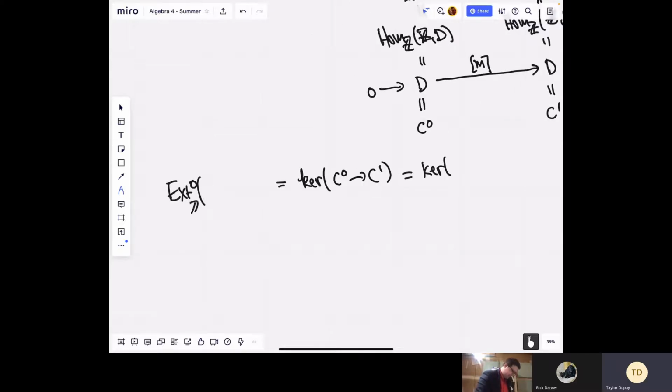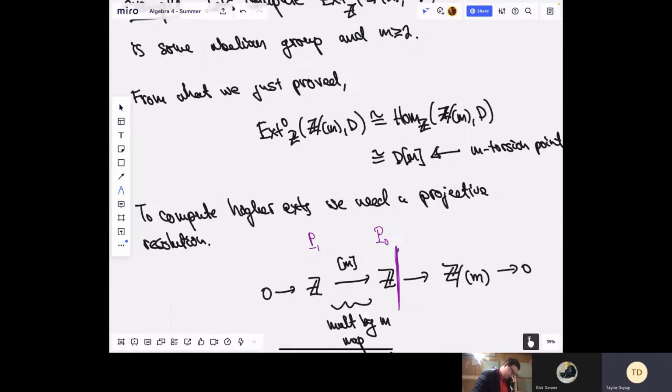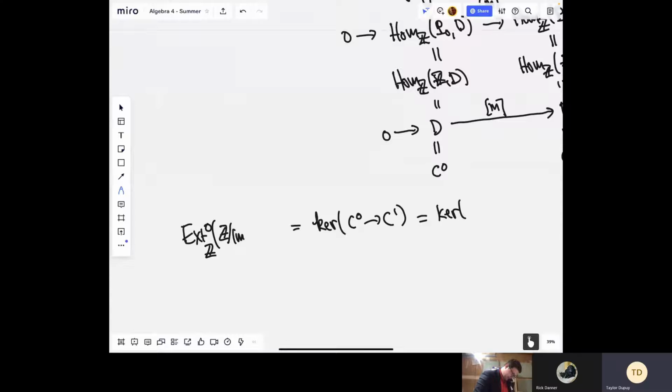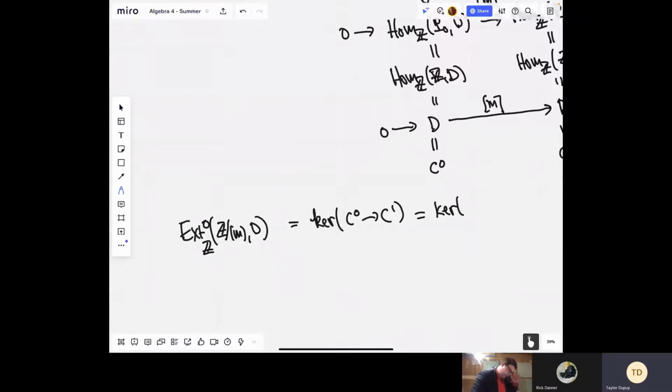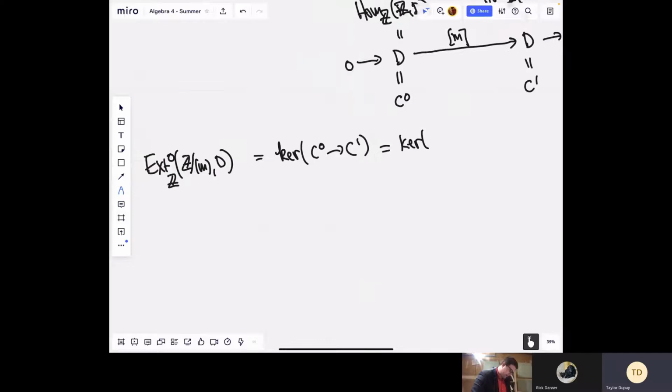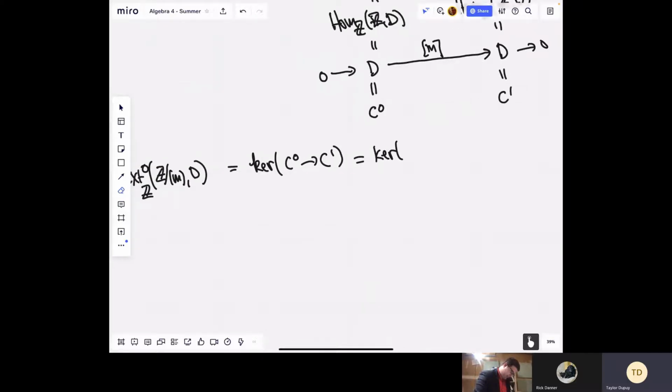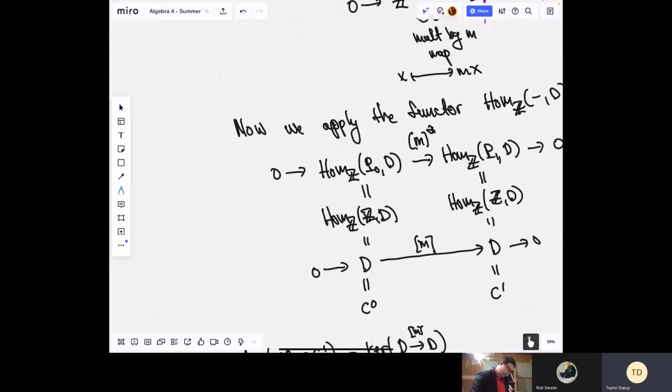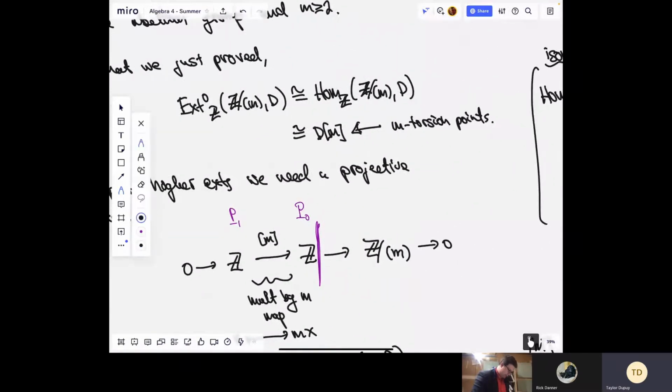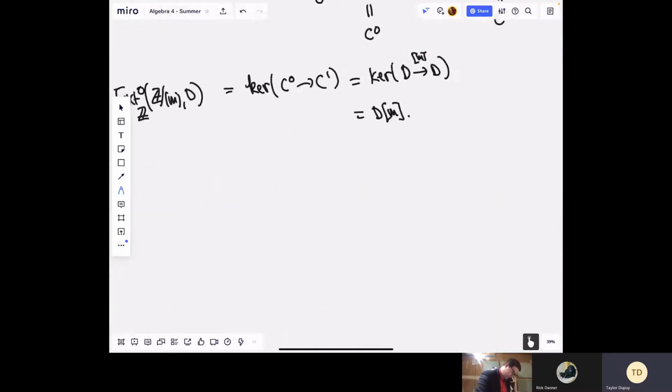We already know what this is from the theorem. So we had Z mod M to D. This is the kernel of this map, the kernel of multiplication by M, and this is the D torsion, which is what we already saw. But we saw it in a different way here. We had to identify this with the D torsion. So that's isomorphic to the D torsion.